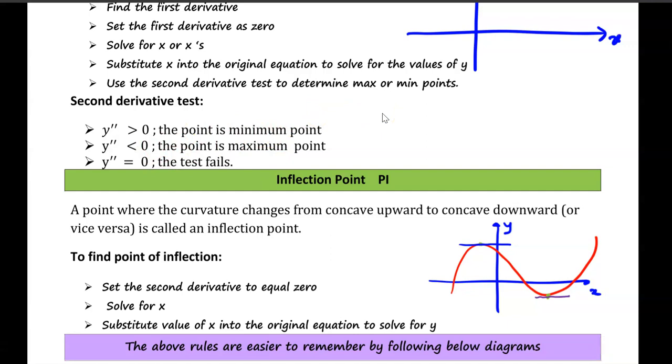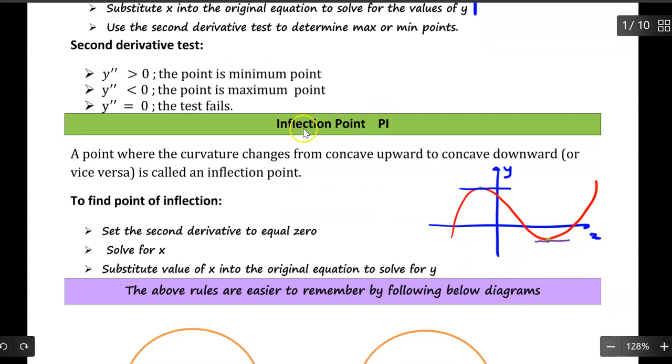Okay, so the next step is how do you find the inflection point on this graph right here? What you do is you have to find the second derivative, right? And you set the second derivative equal to 0. Then you solve for x. You substitute x into the original equation to solve for y. And you have a point of inflection.